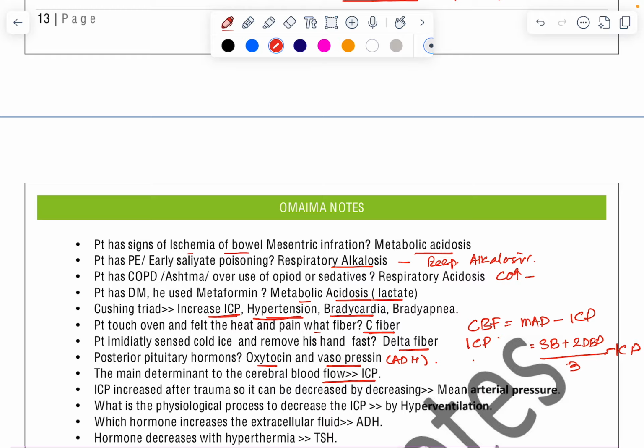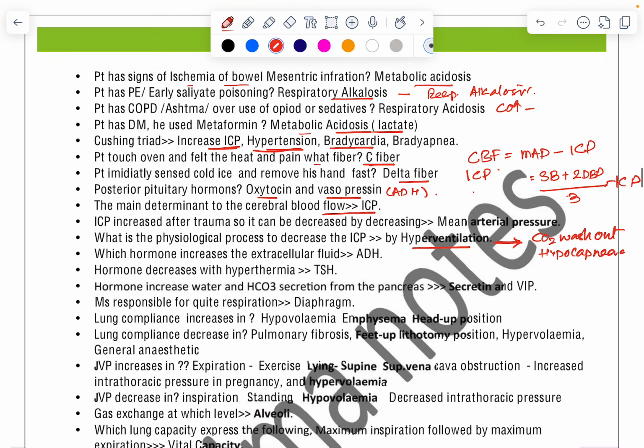What is the physiological process to decrease intracranial pressure? Hyperventilation. Whenever you are hyperventilating, there is CO2 washout, so that causes hypocapnia. This leads to decreased intracranial pressure.